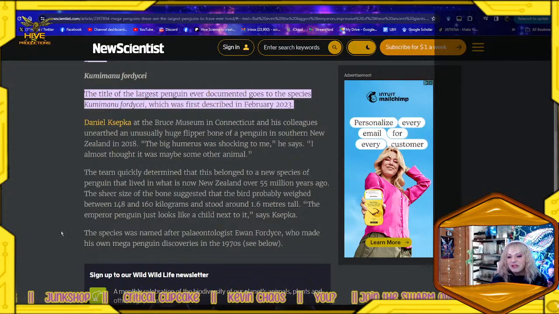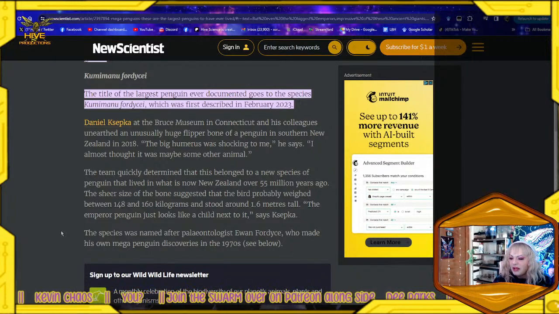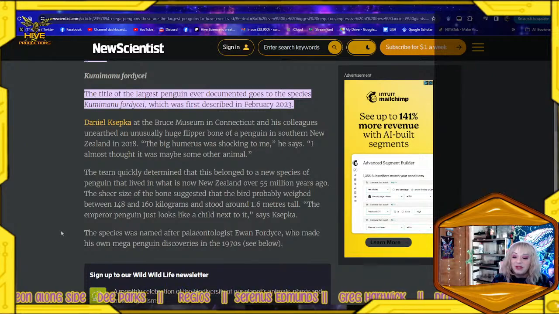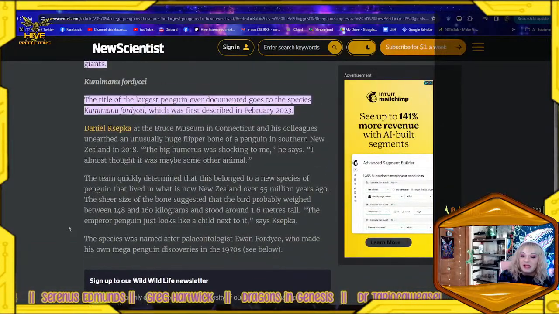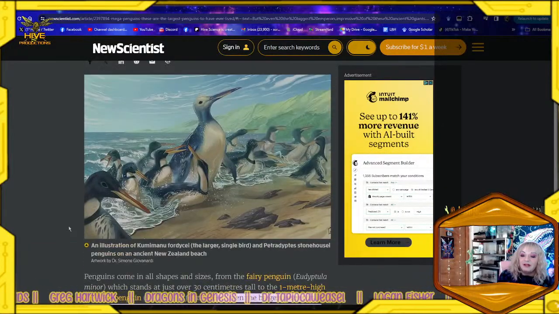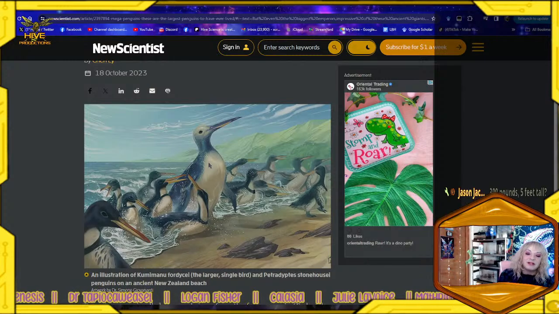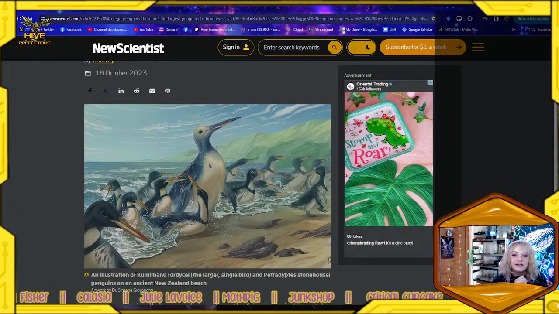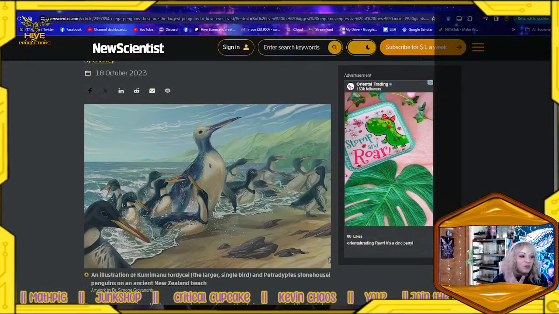Anyway, the species was named after paleontologist Ewan Fordyce, who made his own mega penguin discovery in 1970. So, yeah. That's our mega penguin. Here's an illustration of what it may have looked like. As you can see, the ancient penguins had longer, more shorebird-like beaks, like a seagull or a pelican. When you look at the ancient penguins.